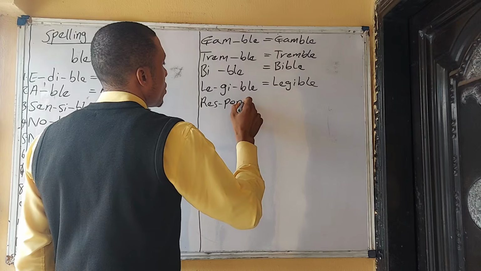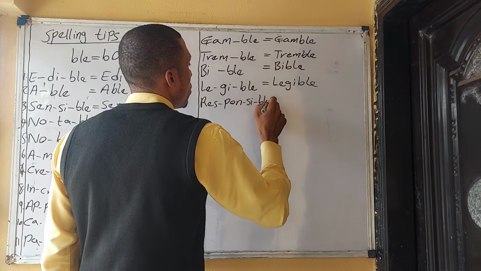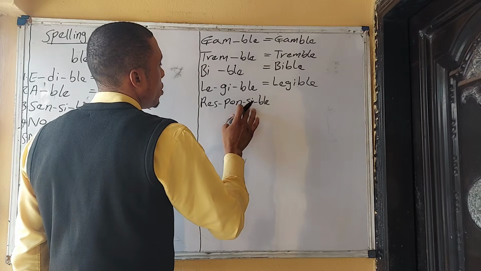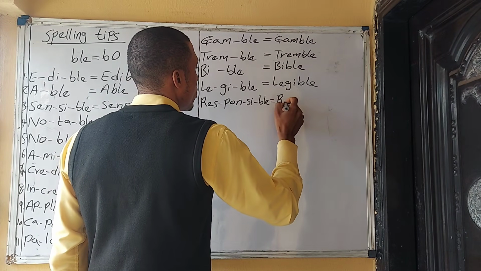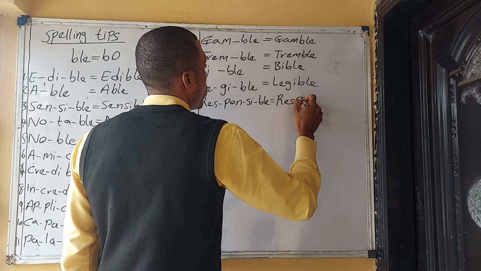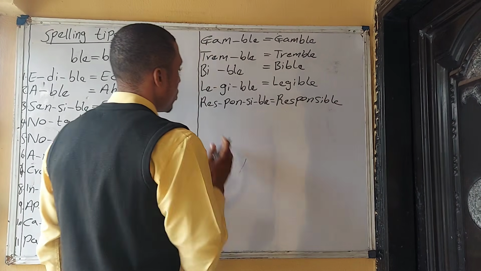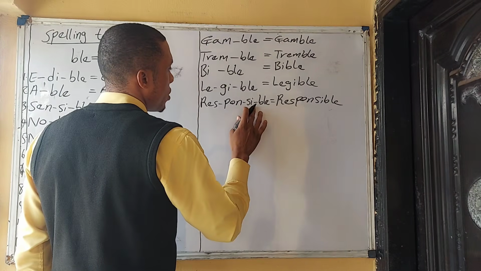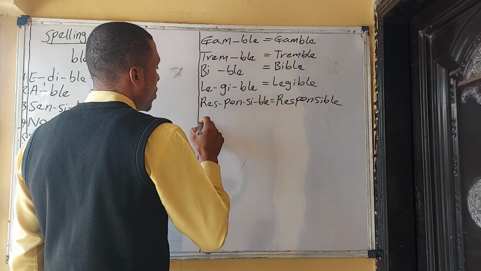Next, we have respon, si, then bo. Responsible. When you bring it together, you have responsible.